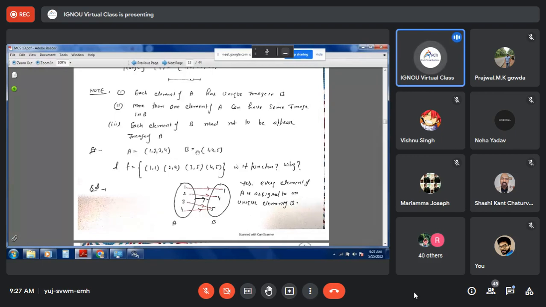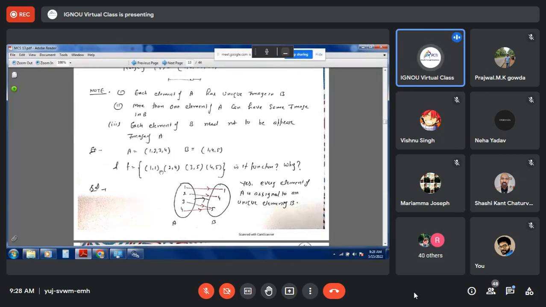Let A be 1, 2, 3, 4 and B be 1, 4, 5, and this function is given under some rule. Whoever gave this question knows, but it is given, so we accept it. Is it a function? Why? These questions carry 2 marks. See, draw the arrow diagram. It is very important to understand the nature of the function. It is a simple way.